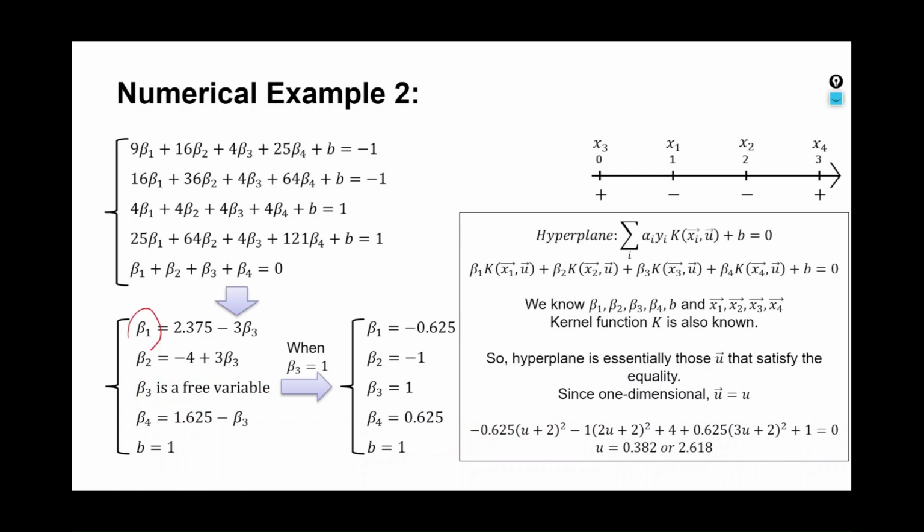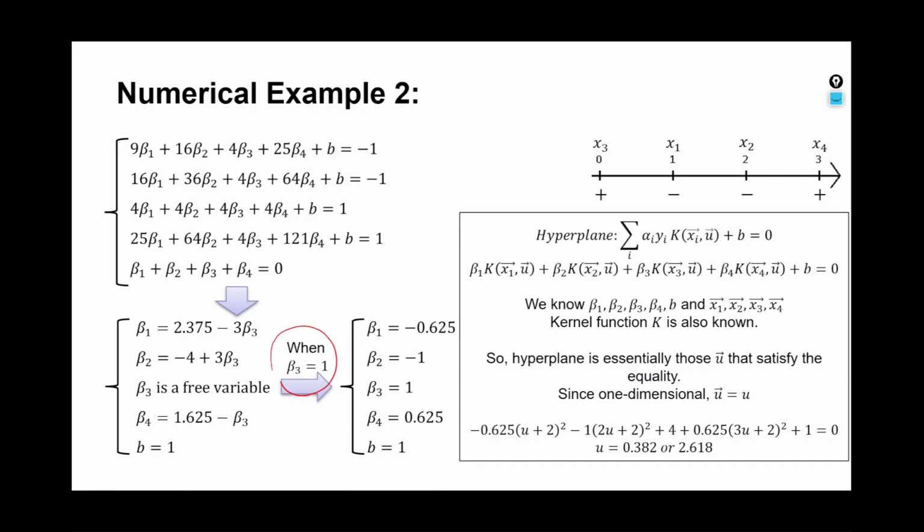For example, I use beta 1 as a free variable, and I express the other, beta 2 and beta 3, as an expression of beta 1. Also no problem. Over here, I just use beta 3 as the free variable, and so it can be anything, right? Let's choose beta 3 as the simplest one, beta 3 as 1.